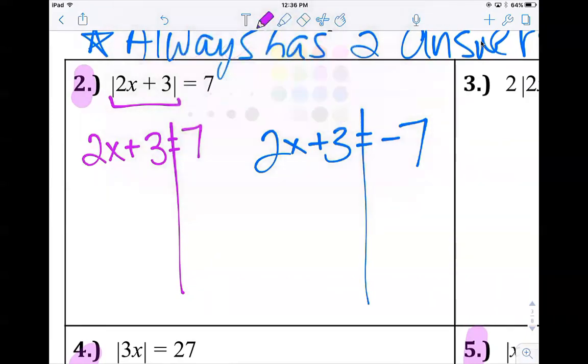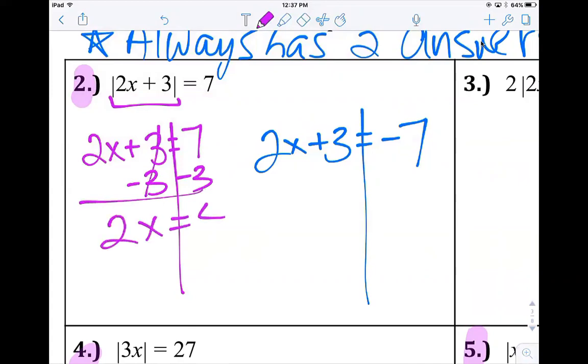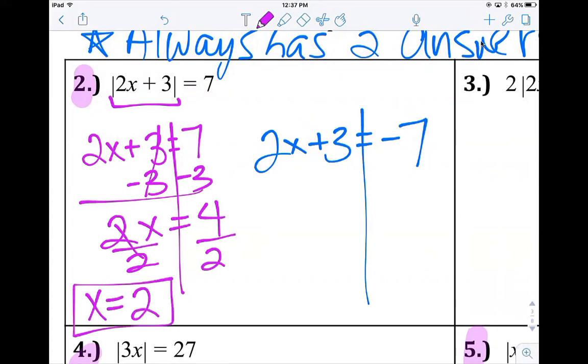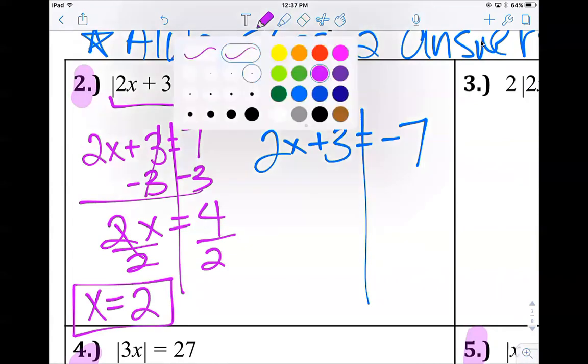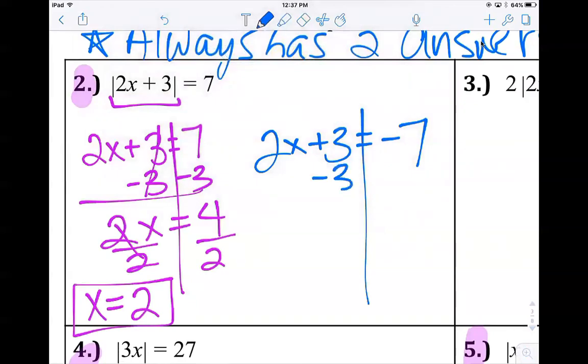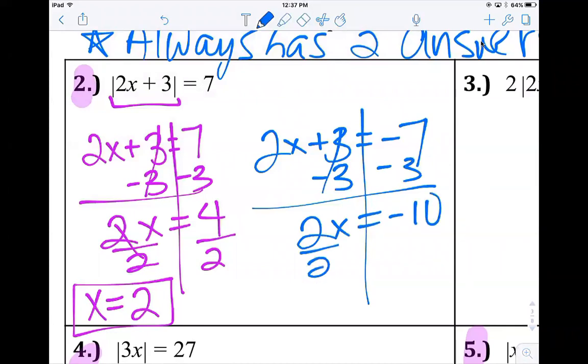So if we take a look, we're going to start by subtracting 3 on both sides. So 2x now equals 4. And we'll finish by dividing by 2 to get our first answer: x equals 2. For the second one, we're going to start the same way. We're going to subtract 3. So we have 2x equals -10. And then we'll divide by 2 to get x equals -5.